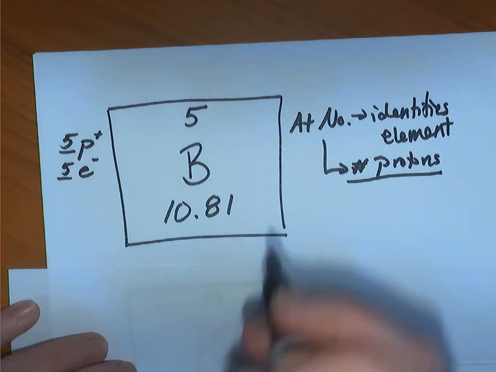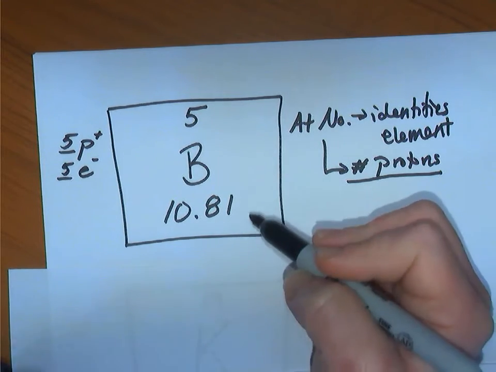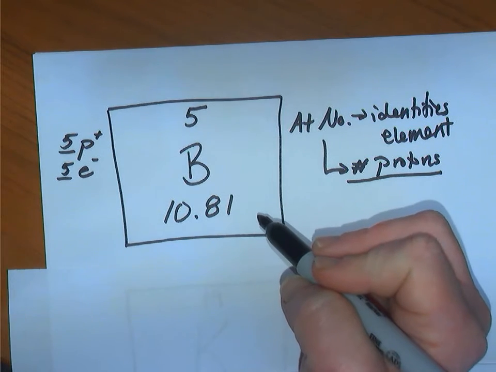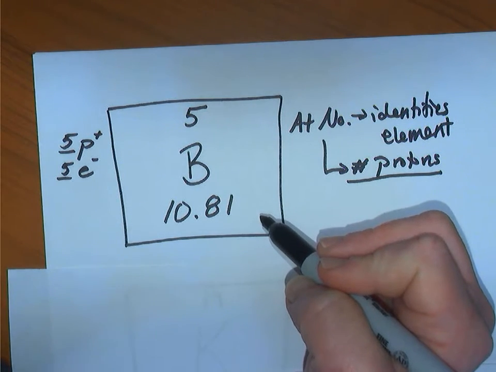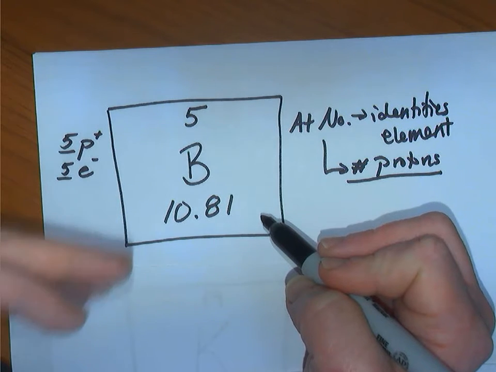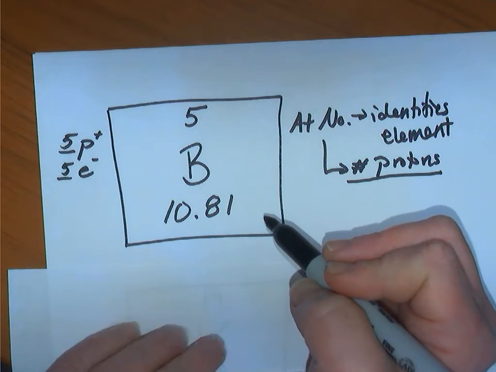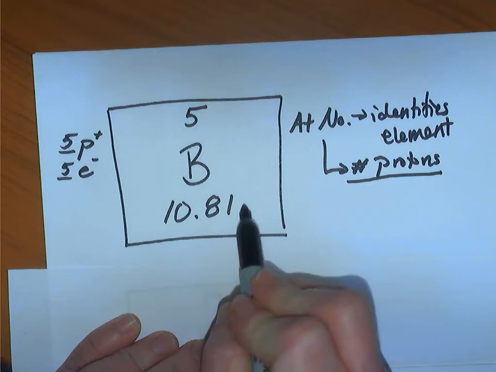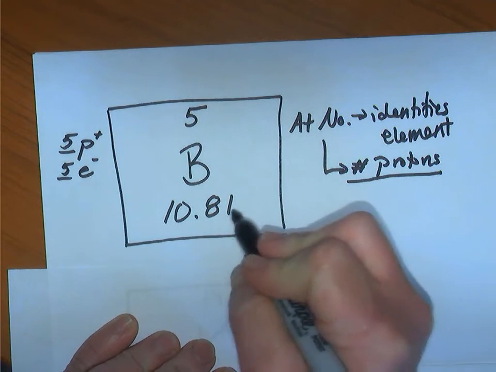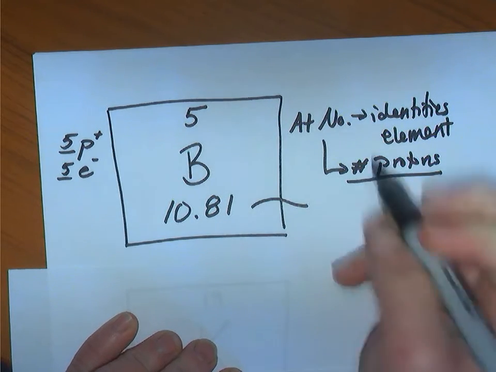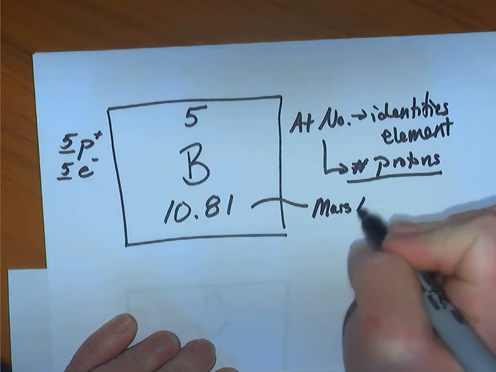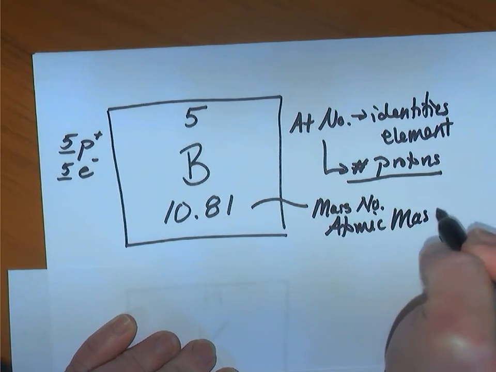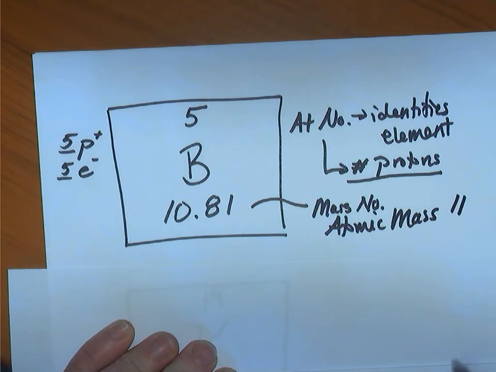But remember, Rutherford discovered that the mass of the atom is in the nuclei. So we know the electrons matter, but they're so tiny in their masses that they don't significantly add anything to the mass of the atom. If we take the number that has digits after the decimal place and round this to the whole number, it is called mass number or atomic mass. And of course, this number would be 11 for boron.